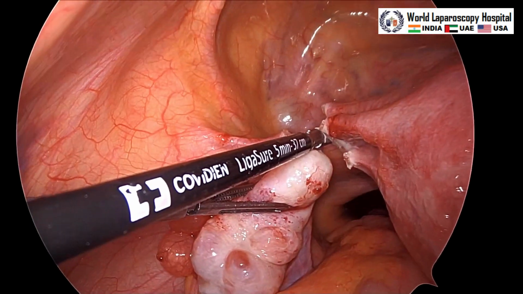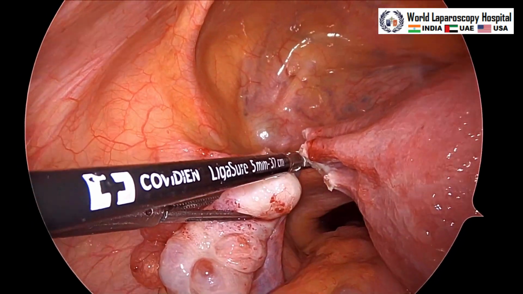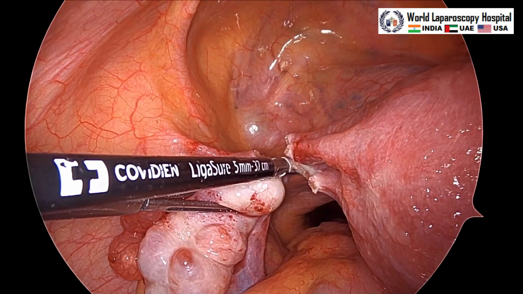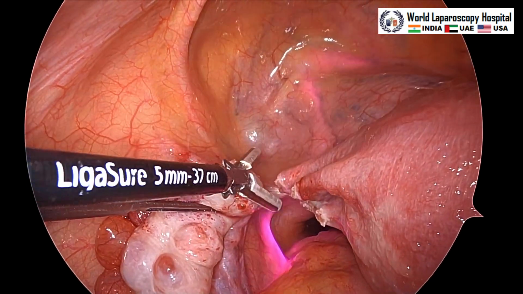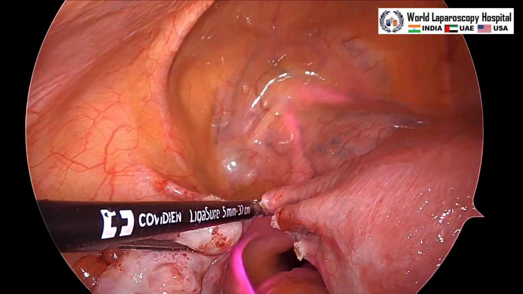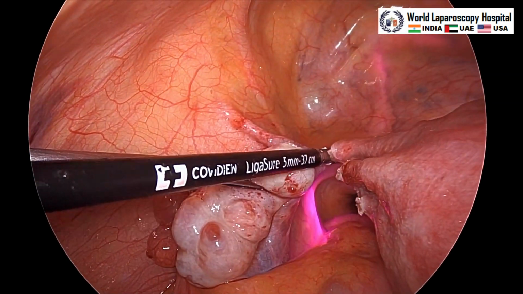The left ureter is also, as you can see, blinking, and it is blinking up to the bladder. You can see on the top it is going up to the bladder. So the left side of dissection is also over.